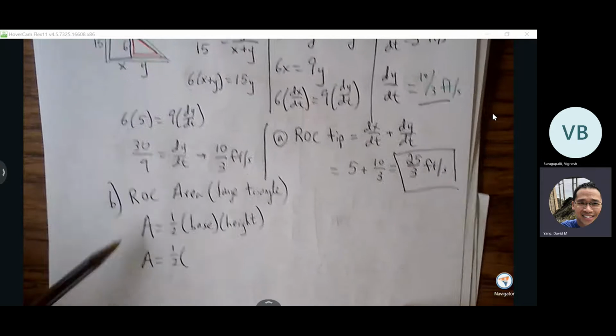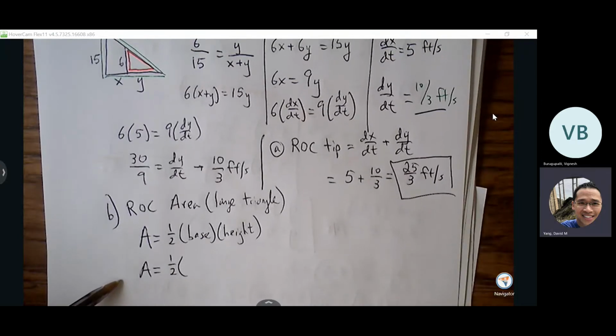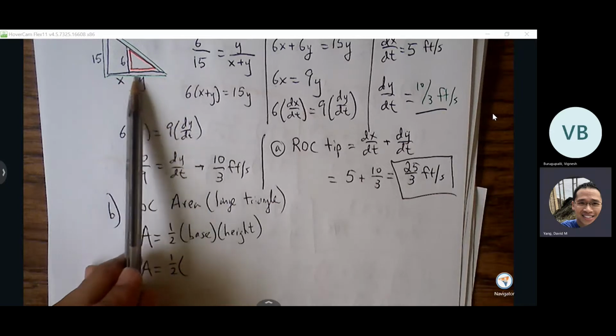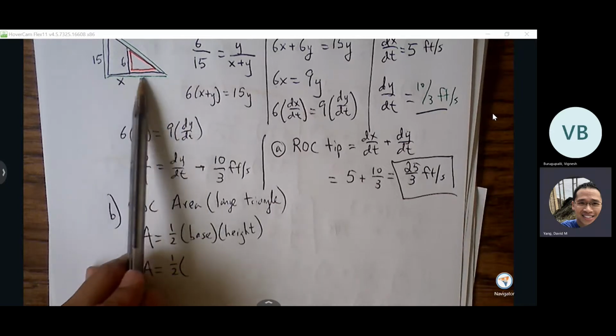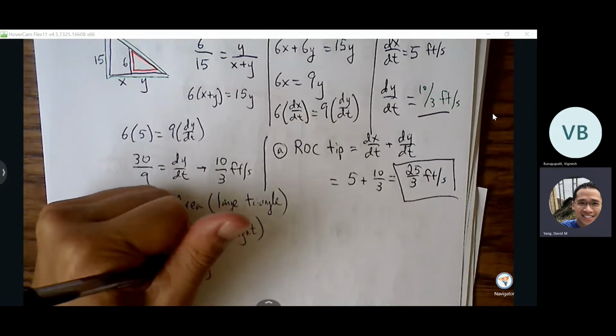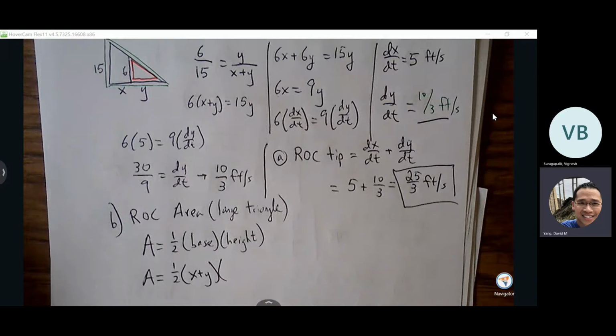Okay, what's the base? We're talking about this space right here, right? What's that length going to be? Good, x plus y. What's the height?